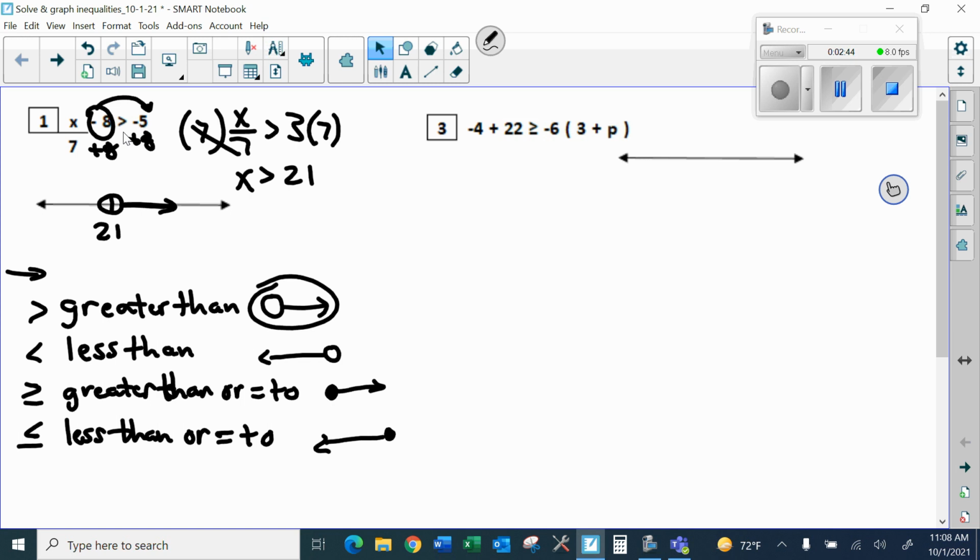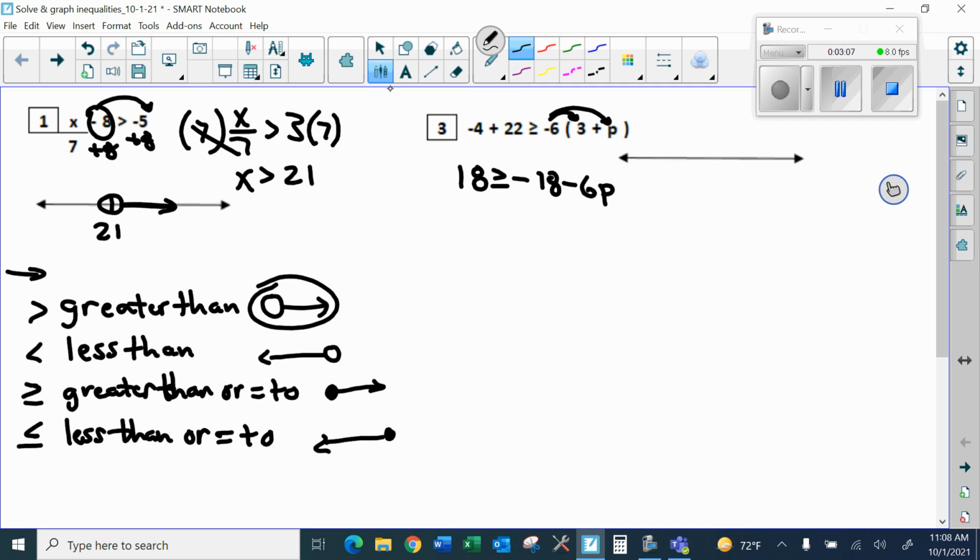Number 2, we have a distributive property first. So distribute. I have -4, and I can combine like terms there. 22 minus 4 is 18. Now distribute: 18 minus 6p. Now I ask myself, is the coefficient of p negative or positive? Obviously I can see that it's negative here, so I'm going to move it to the other side to make it positive. So now I have positive 6p, because I'm adding 6p across. And then I subtract the constant across, which gives me -36.